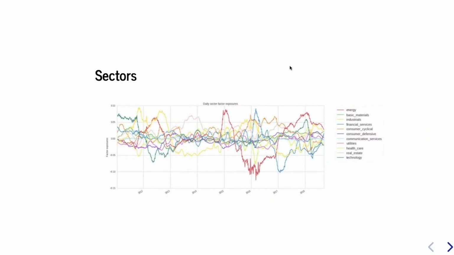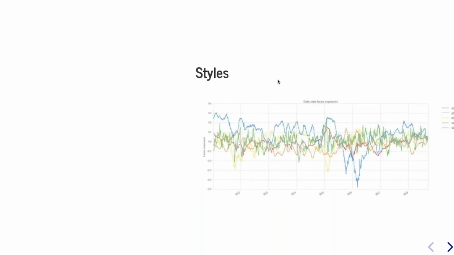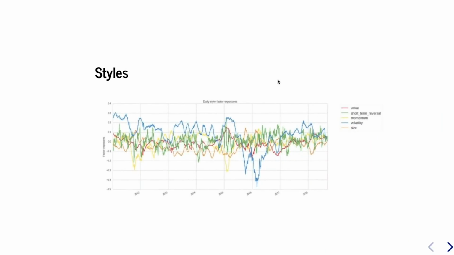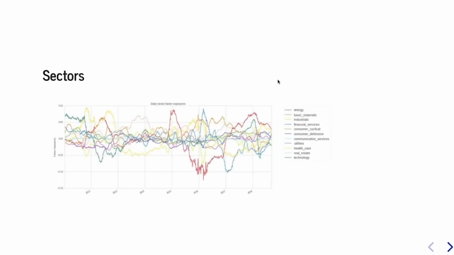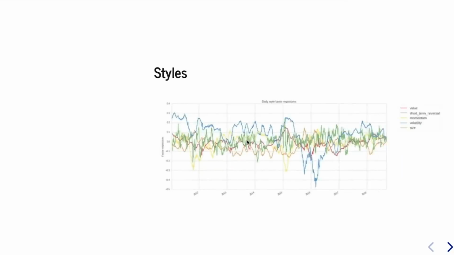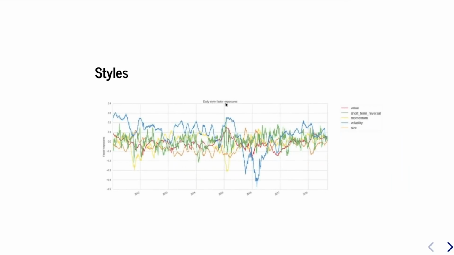And then we also have these 5 styles as part of our risk model. And this is momentum, value, short-term reversal, volatility, and a market cap factor. So we have 11 sectors and 5 individual styles, and these all come together into one big common factor risk model. And what this lets us do is break stuff down, right? Here's our 11 sectors, and here's our 5 styles.